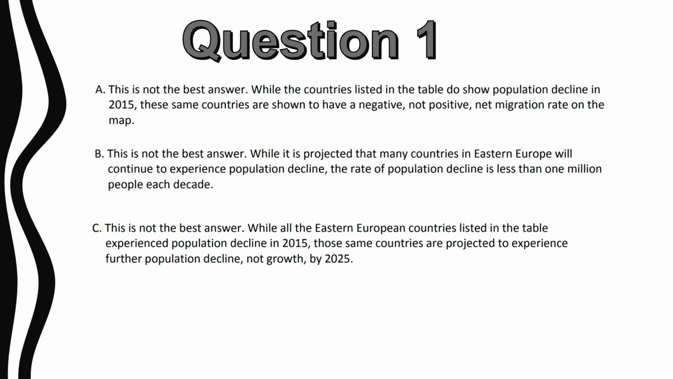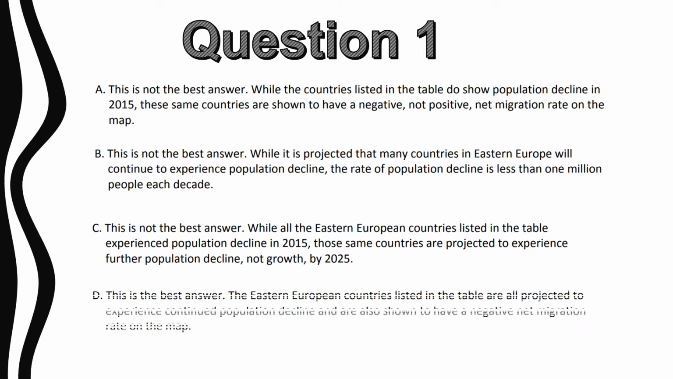While all of the Eastern European countries listed in the table experienced a population decline in 2015, that was correct. Those same countries are still projected to experience further population decline, not growth, by 2025. So if you picked answer D, great job. That's the best answer. The Eastern European countries listed in the table are all projected to experience continued population decline and are also shown to have negative net migration rate on the map. So their population is going to go down and more people are moving out than moving in for these countries. We're going to move on to question 2.